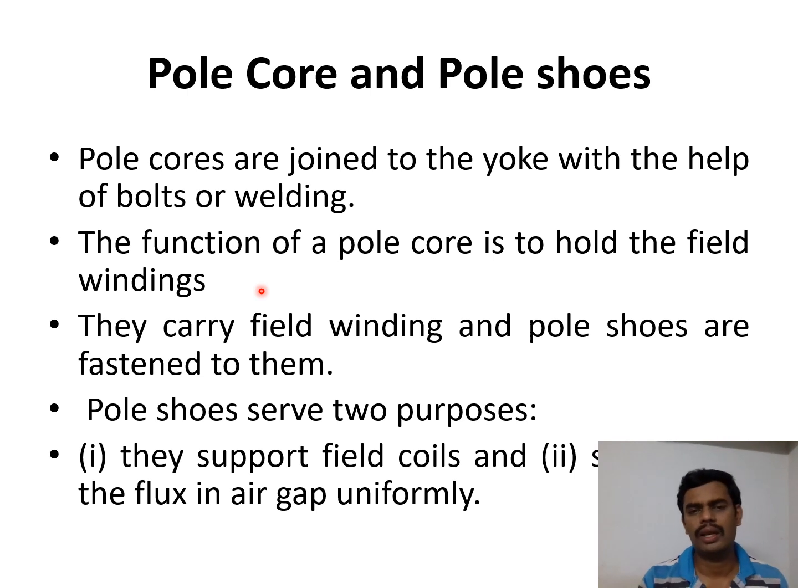Core is nothing but a piece of iron or steel. They carry the field winding, or they house the field winding, and pole shoes are fastened to it. Pole shoes are fastened, that is, fixed to it. Pole shoes are used for supporting the field coils as well as they spread the flux uniformly in the air gap.